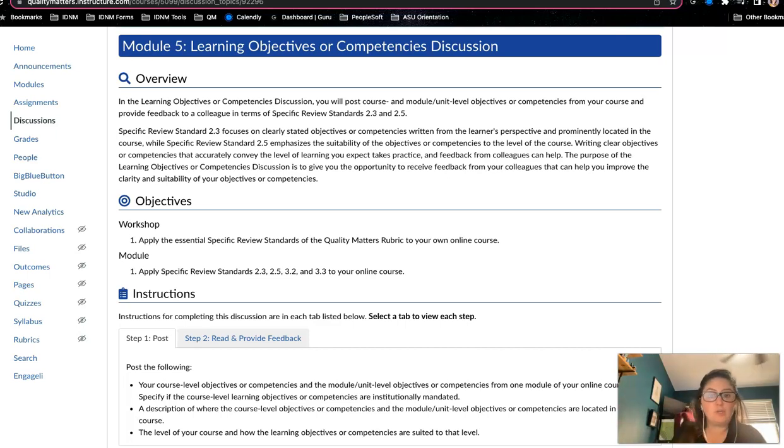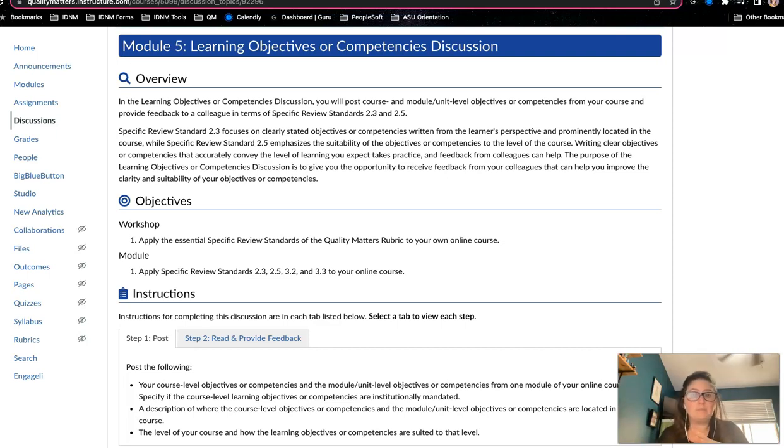So for this discussion, we're looking at SRS 2.3 and 2.5. Specifically, we are not looking if our objectives are measurable at either the course or module level, which would actually be SRS 2.1 and 2.2, but we're looking for where those objectives are provided and if they're written from the student's perspective. And then of course 2.5 is also looking to see if our objectives are suitable for the course level. In the discussion board, it does also mention 3.2 and 3.3. This particular discussion actually focuses more on that 2.3 and 2.5, that location, perspective, and suitability standard.